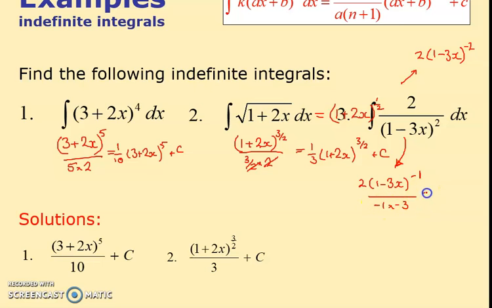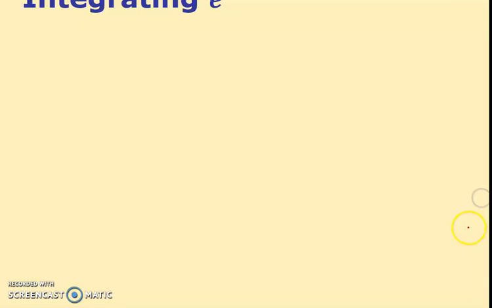Obviously minus and minus is a plus, so that's two lots of 1 minus 3x on the bottom because it's a negative power. And there's actually to the power 1, and that's 3. So you could put the 3 like that, or you could make that 3 minus 9x. I just left it like that. All of them need a plus c. So that's quite nice. Now integrating e to the x is relatively straightforward.